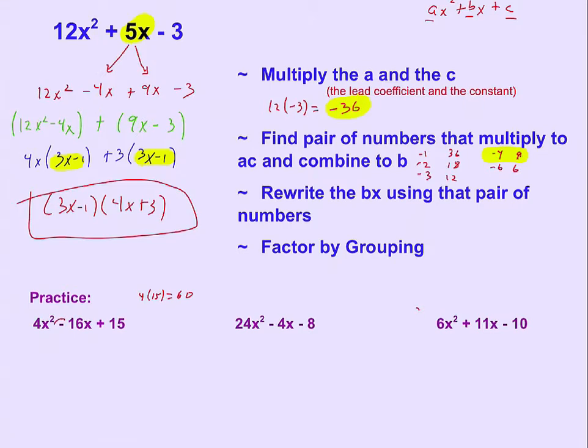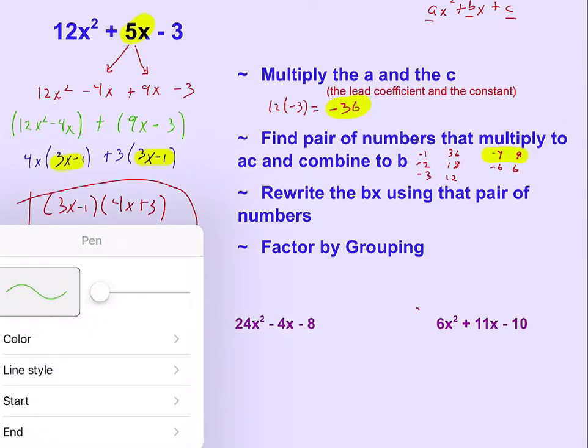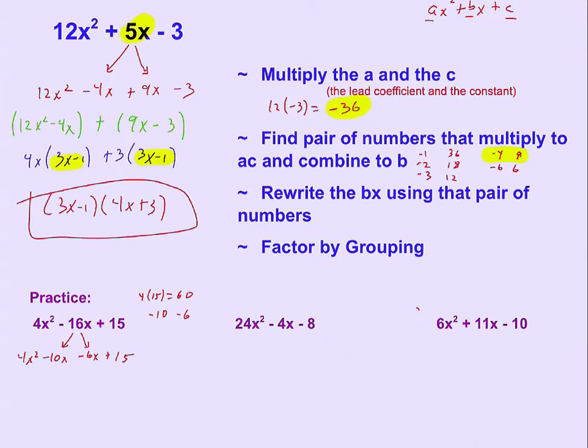Keep in mind that because they're multiplying to a positive 60 but adding to a negative 16, that means both will be negative. And the numbers that work here are negative 10 and negative 6. So what we're going to do is chop that negative 16x up into two pieces, negative 10x minus 6x. And so when we look at these four terms, we can say, all right, well, it's four terms now. I can make two groups, and I can factor by grouping.